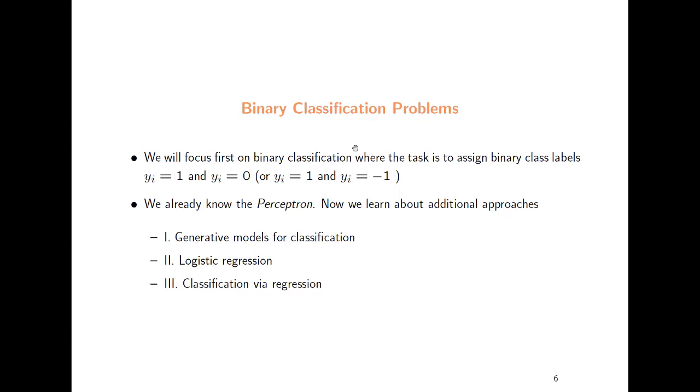So we will focus on binary classification, where the task is to assign binary class labels, so 1 or 0 for the two classes. So if i belongs to class 1, y_i will be 1, and in the other case it will be 0 in the training data, or in other cases we use the labels 1 and -1. And we have essentially learned about the perceptron, and now we'll learn about additional approaches. We start with generative models for classification. That might also give you a glimpse of how generative models can be used in machine learning. The second one is logistic regression, which gives you the cross-entropy cost function, essentially. And then the third case, classification via regression.